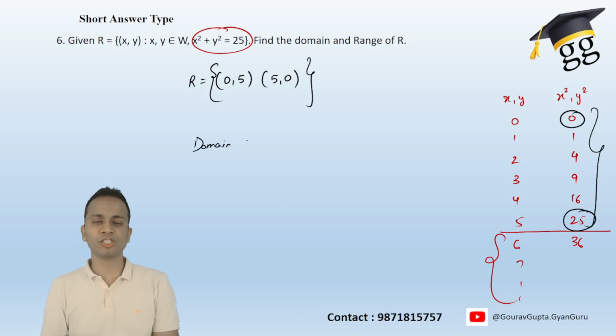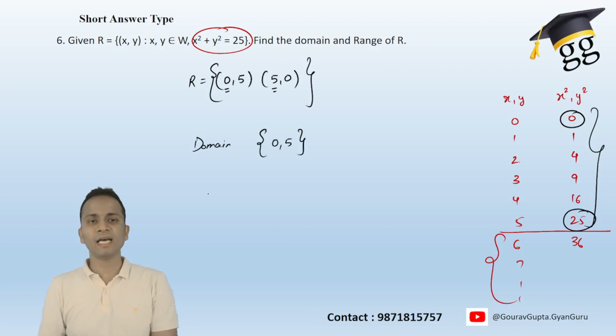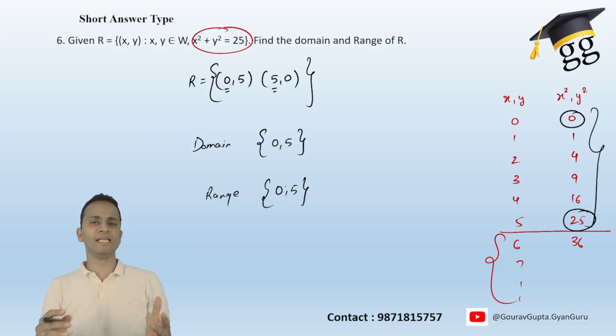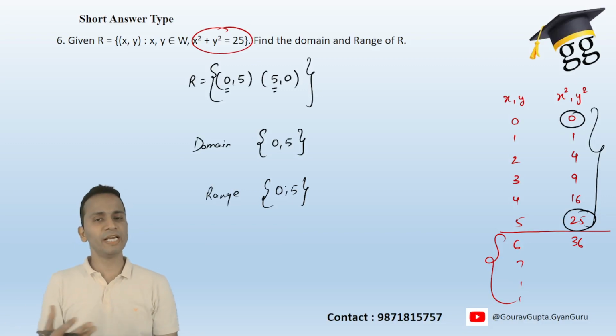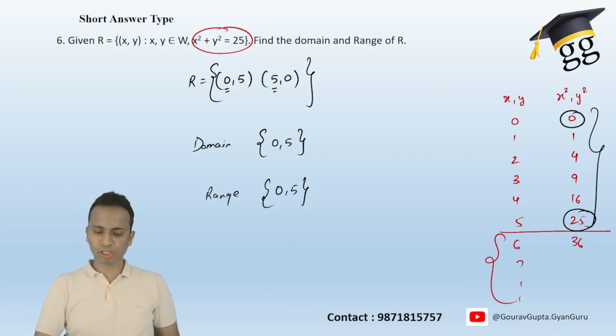Now the domain of this function will be, so domain is basically the values of x or the first element. So domain will be 0, 5. All right, and you can see that the range will be the same. It will be 5, 0 or 0, 5. The sequence does not matter at all when you are writing the elements. Okay, so the range and domain in this case is same. All right, so that was question number 6.